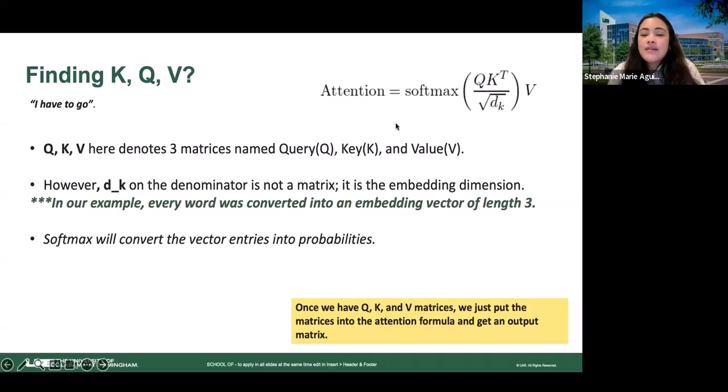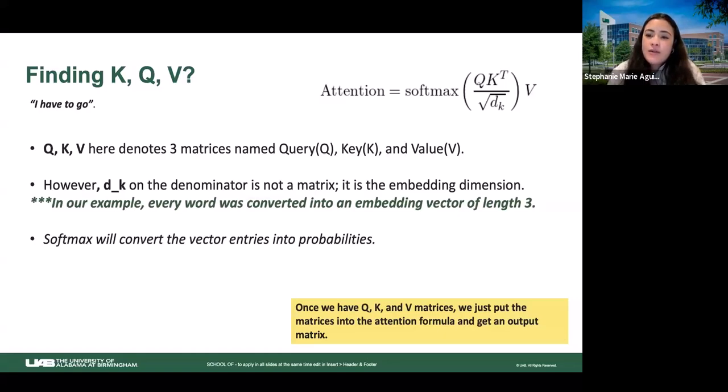Okay, so this is the actual formula for attention. You have softmax, which gives you probabilities. And then you have these matrices: the transpose of K, the Q, and also the value matrix as well. But these are all specific to, again, that simple sentence.